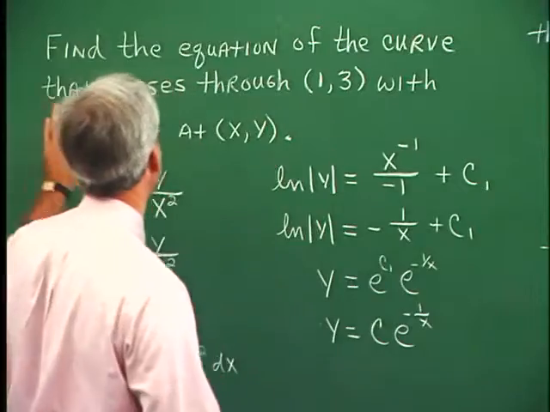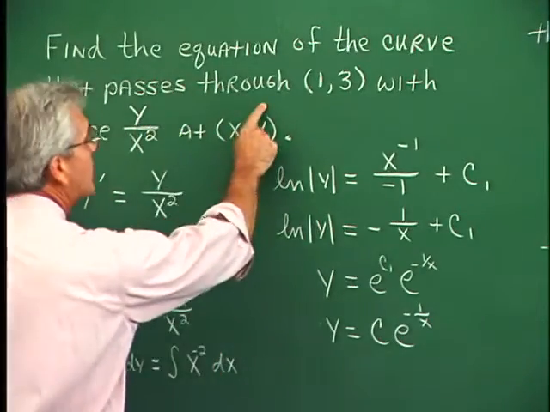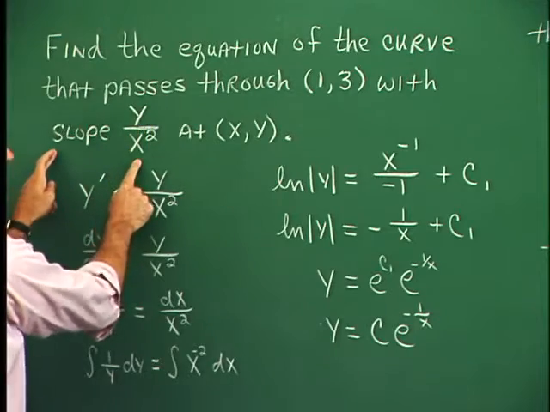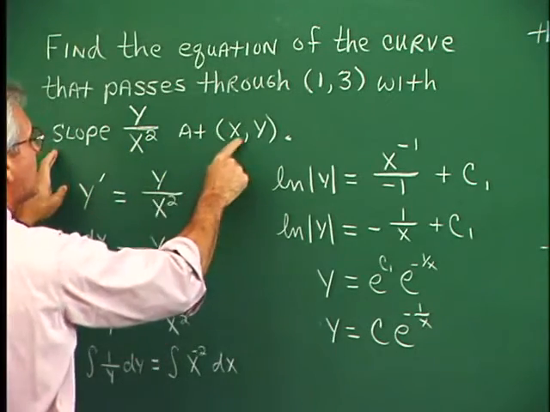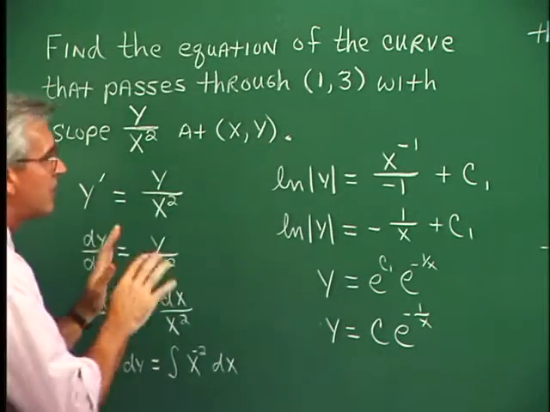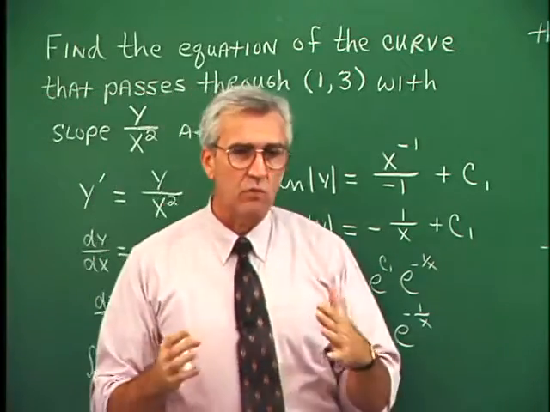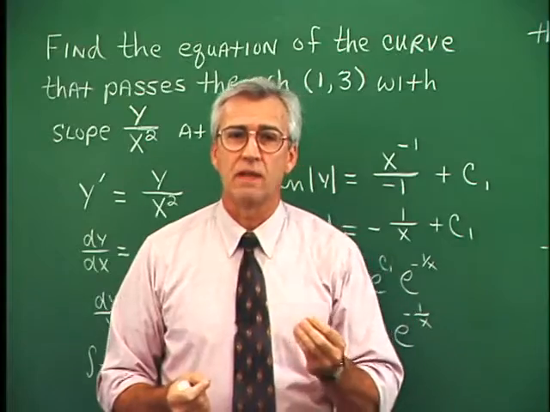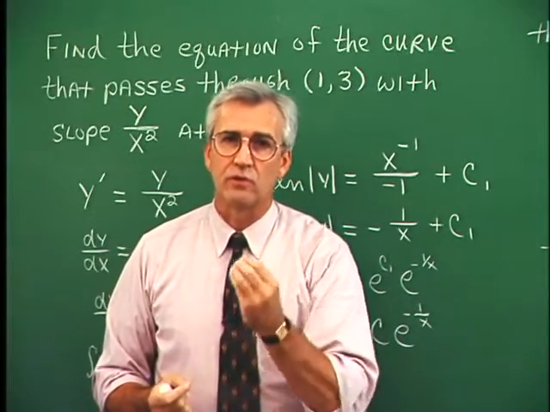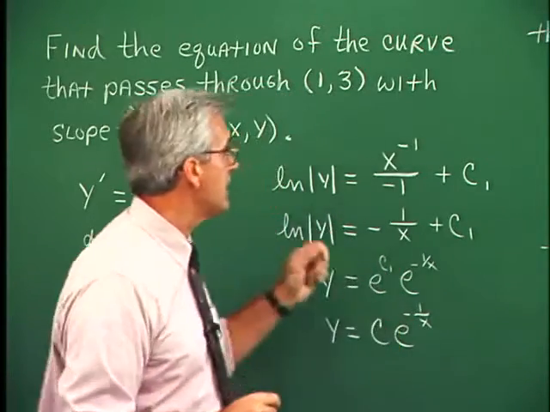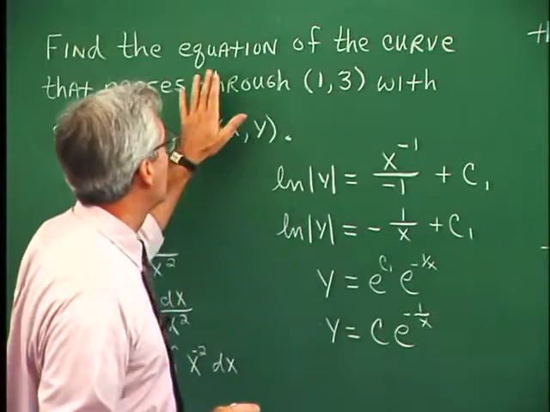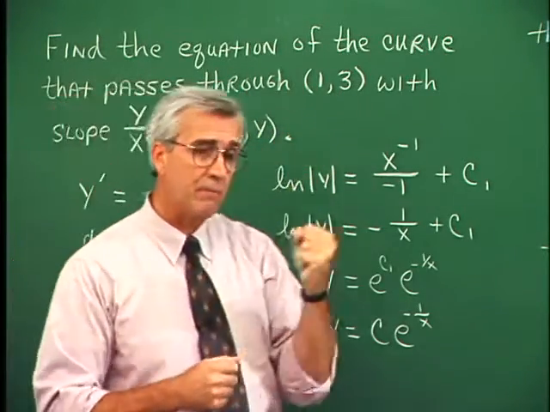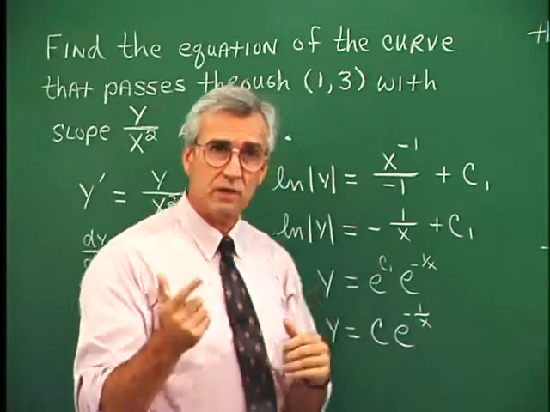Suppose we want to find the equation of the curve that passes through the point (1, 3) with slope y over x squared at every point (x, y). The flow of this problem is that we're going to write a differential equation, we're going to solve the differential equation, and we'll have a general solution. And then, using the information about the curve passing through the point (1, 3), we will go to a particular solution. Here's how it flows.